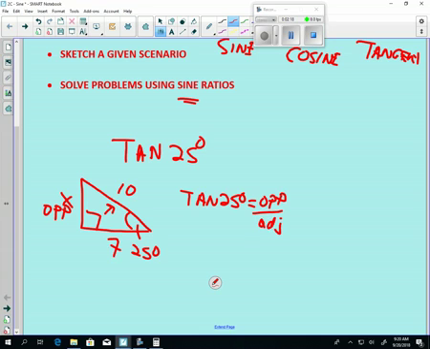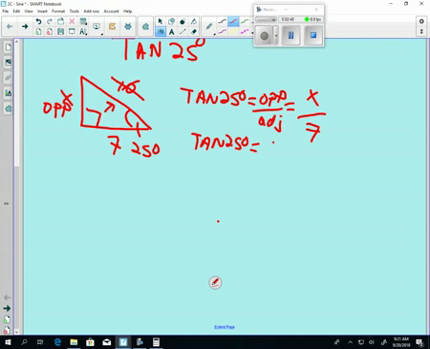Now the hypotenuse is not important to me for tangent, so I don't need to consider that. But I need to have at least one of these two sides. Opposite, I don't know. Adjacent is 7. So when we have this, remember, it's like setting up a proportional statement. Tan of 25 is equal to x over 7.